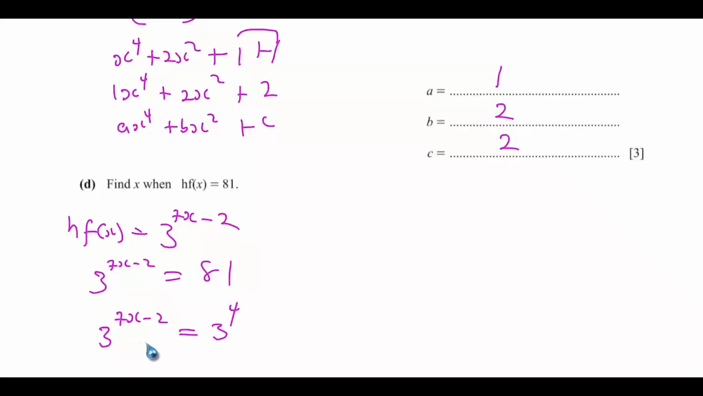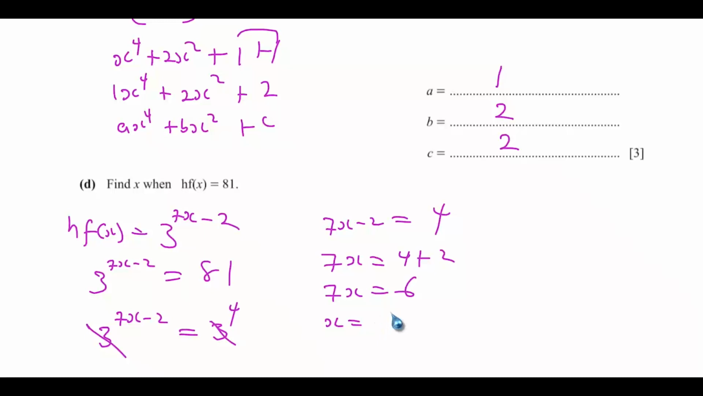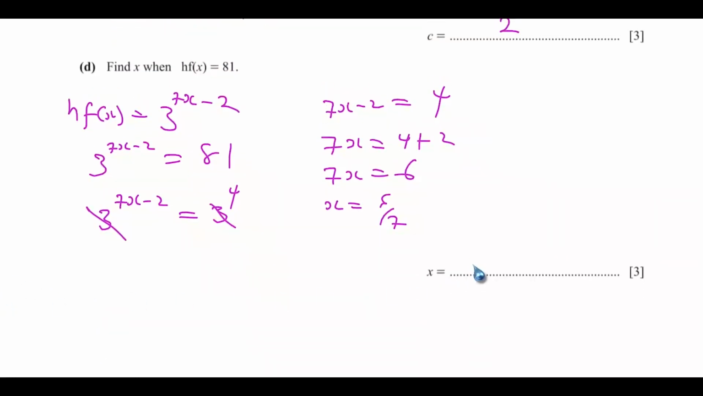This is an equation of indices. So 3 cancels 3, and we are left with 7x minus 2 equals 4. So if we collect like terms, we have 7x equals 4 add 2. We have 7x equals 6. And if you divide both sides by 7, we have x equals 6 over 7. So that will be the value of x, 6 over 7.